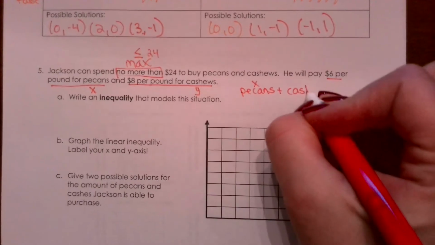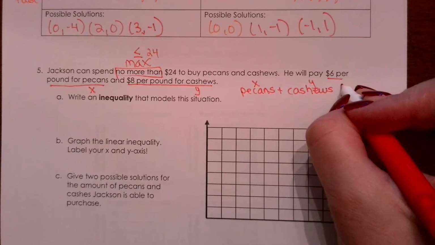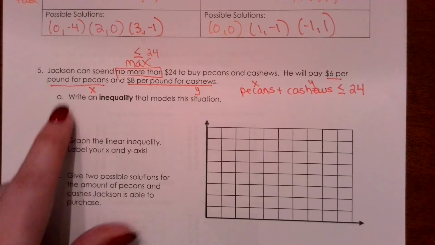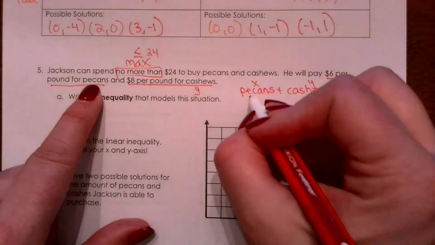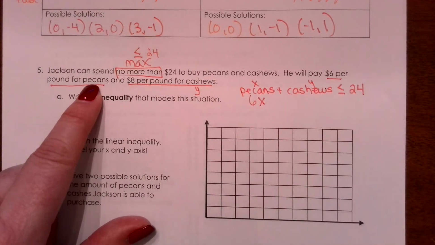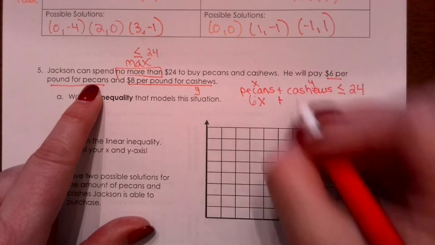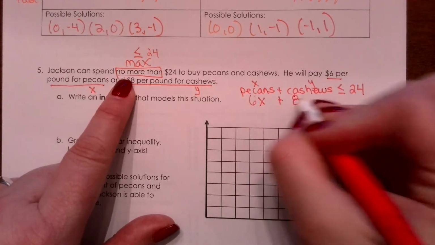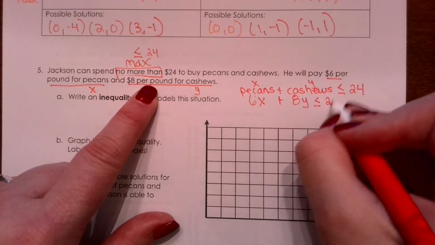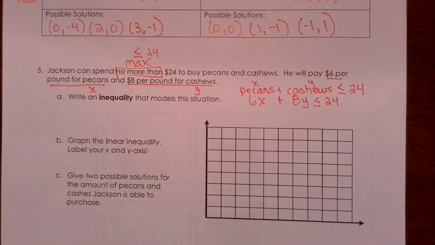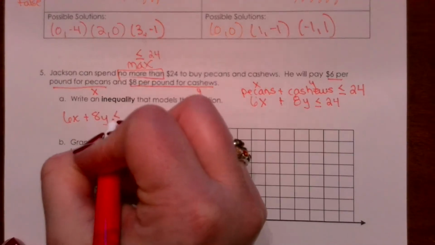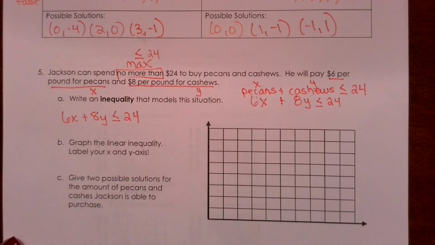So together, he's going to buy pecans plus cashews, Y, and that has to be less than or equal to $24. Now, each pound of pecans is $6. So $6 times the number of pounds of pecans, plus $8 times the number of pounds he buys for cashews must be less than or equal to 24. So there is my linear inequality to model this situation. 6x plus 8y must be less than or equal to 24.